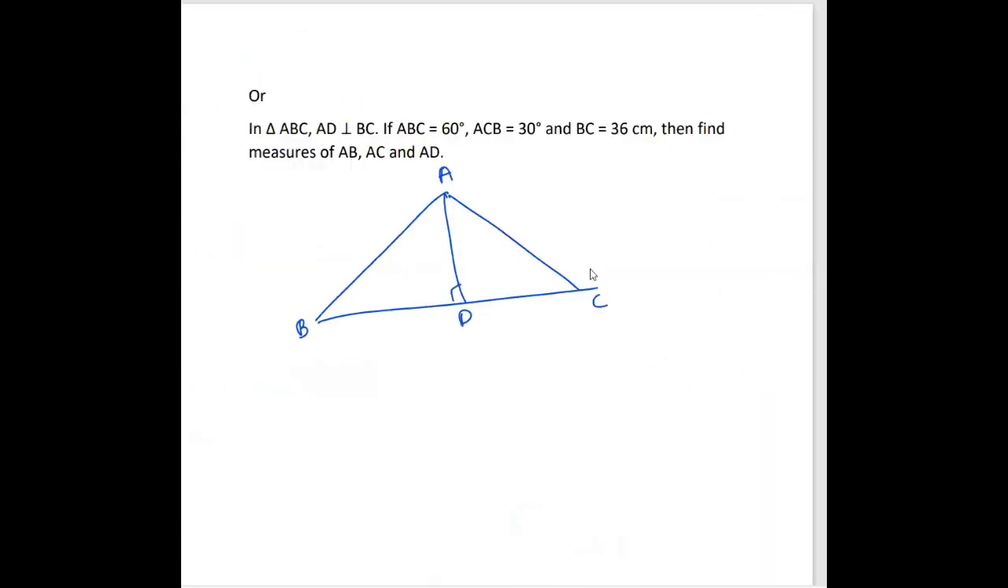So now in triangle ABC, AD is perpendicular to BC. Angle B is given, which is 60 degrees. Angle ACB is given, which is 30 degrees. The value of BC is 36 centimeters. Find the measures: you have to find the lengths of AB, AC, and AD.